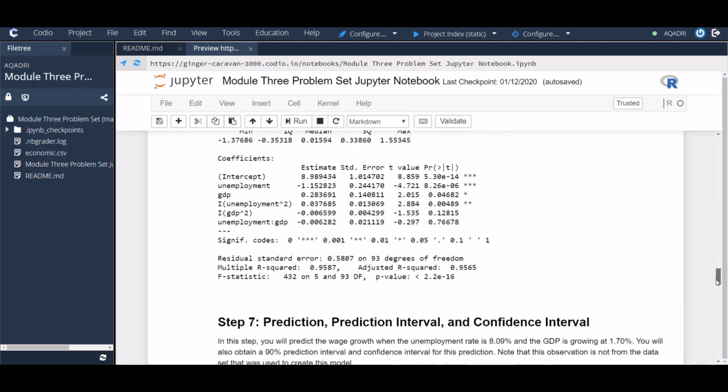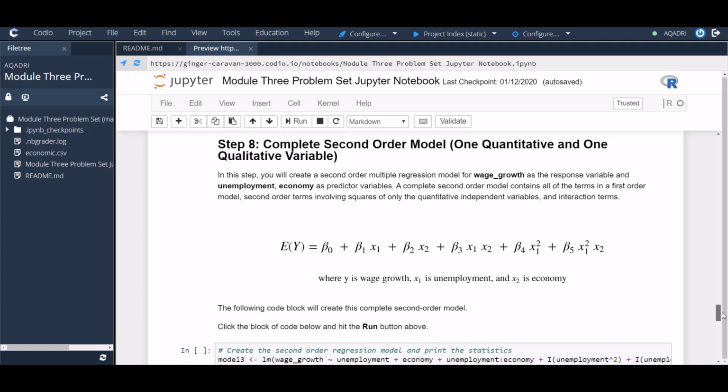So how do we include that in a second order model? Well, it's very simple. For the quantitative predictor unemployment, we include the first order term and the second order term. And for the qualitative predictor economy, we include the first order term, but it clearly doesn't make sense to include the second order term. Because what would be the squared value of a word, recession or not recession? That wouldn't make any sense.